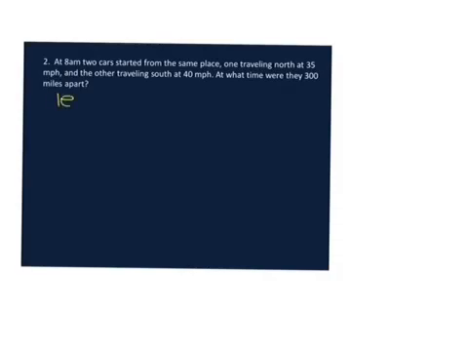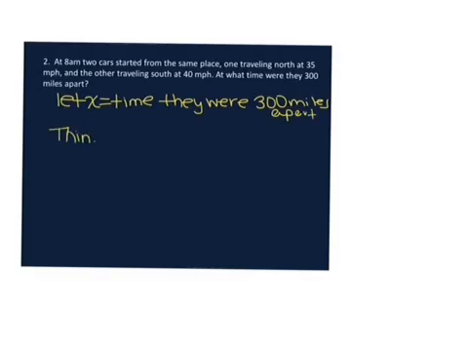So same deal, we need a let statement. Let x equal the time they were 300 miles apart. You need your charts. So thing, rate, time, and distance.